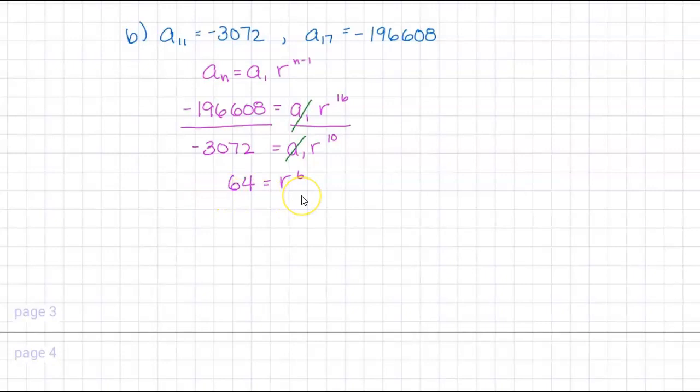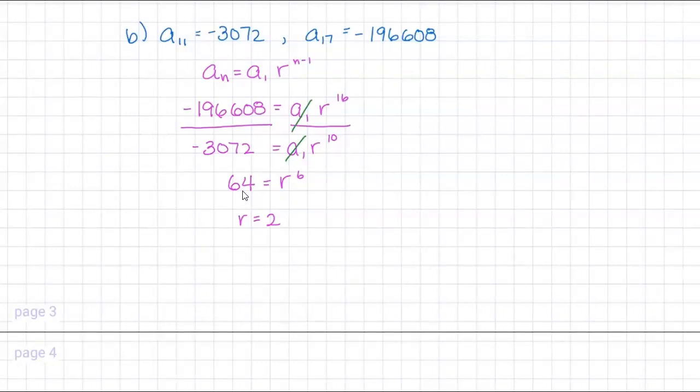And now you can do logs, but it's just easier to think about in this case. What number are you going to multiply by itself 6 times to get 64? And if you think about it, you should eventually figure out that 2 is the number. 2 times 2 times 2 times 2 times 2 times 2 is 64. So now we know what r is.